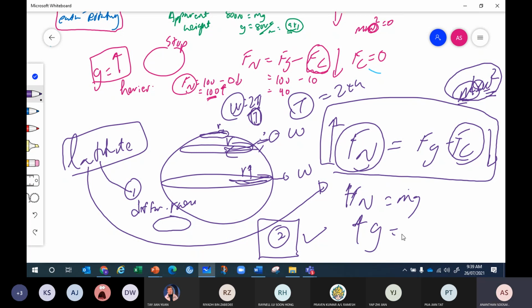Okay. So anybody, any other questions about understanding how gravity is affected by these three factors: altitude, latitude, rotation? Any questions?